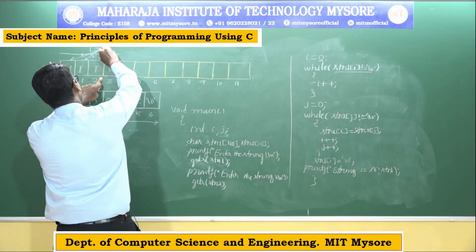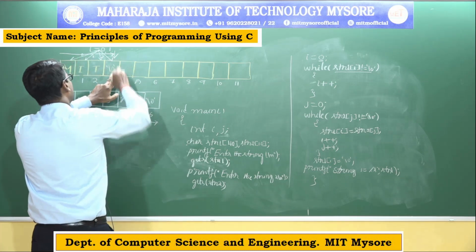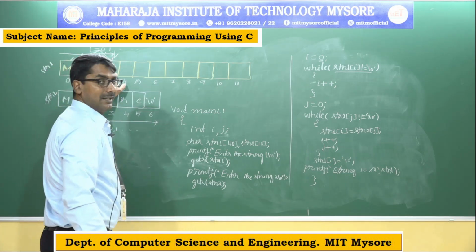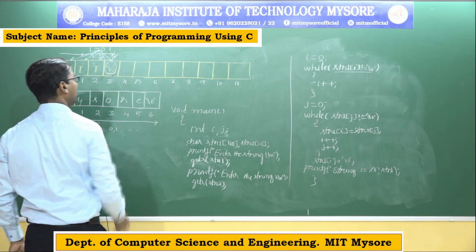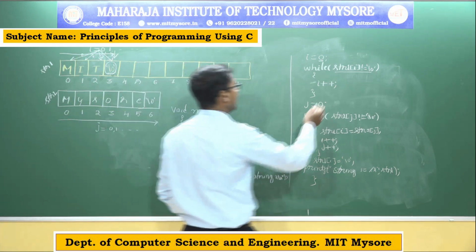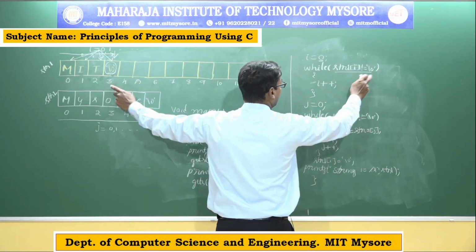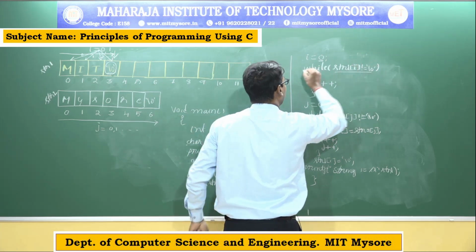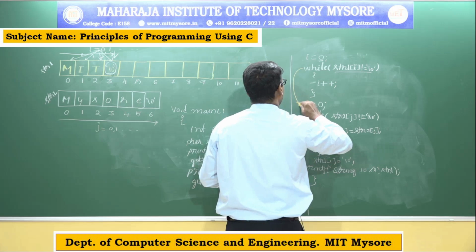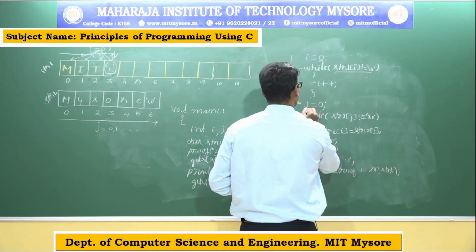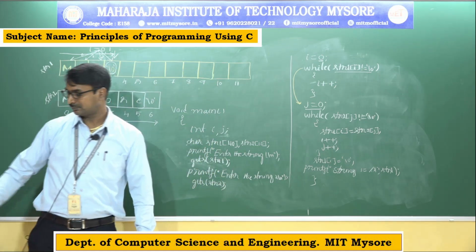Now I is pointing to 3. Now str1 of I contains the null character. So str1 of 3 is equal to null, the condition is not satisfied, and it will terminate. Then the control is transferred to the next location, that is j is equal to 0. So first it will set j is equal to 0.